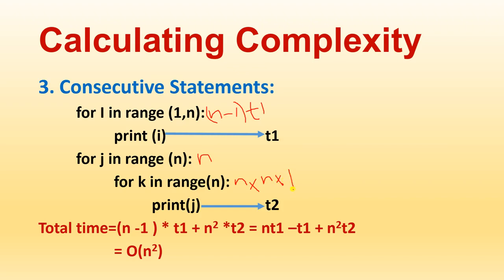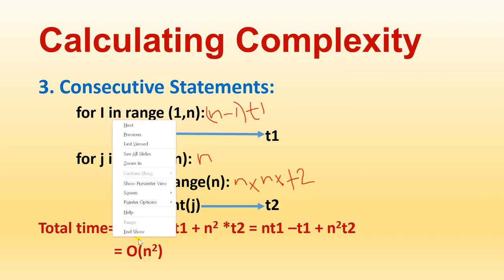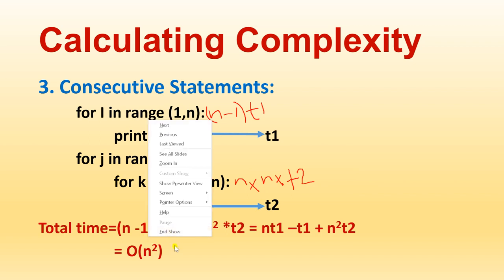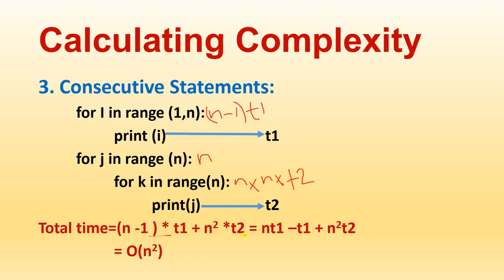So here you have to calculate this. This n into n is n square, plus t2 multiplied with t2. So this n minus 1 is multiplied with t1, and this n square is multiplied with t2. Now the answer is n t1 minus t1 plus n square t2.